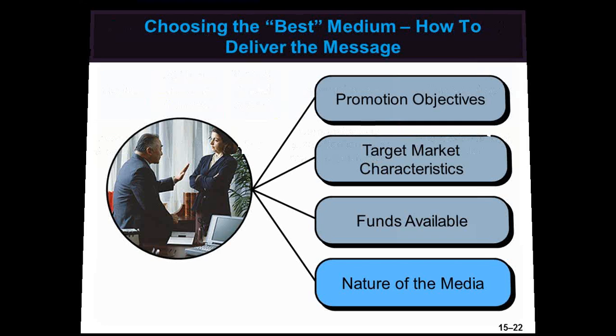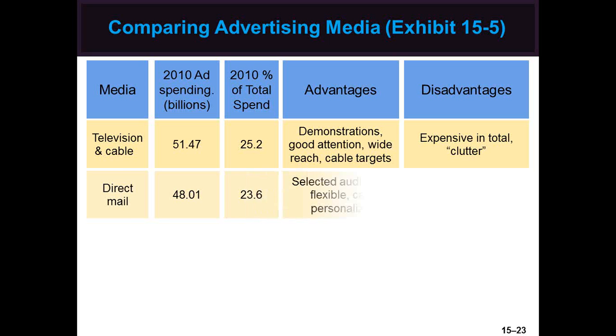So here we see the comparison of the characteristics of several types of media. Note how their advantages and disadvantages vary. Television provides a way to demonstrate products and is a good medium for getting attention. Television offers wide reach and cable can be selected. Disadvantages include expense, competition among lots of ads, and clutter.